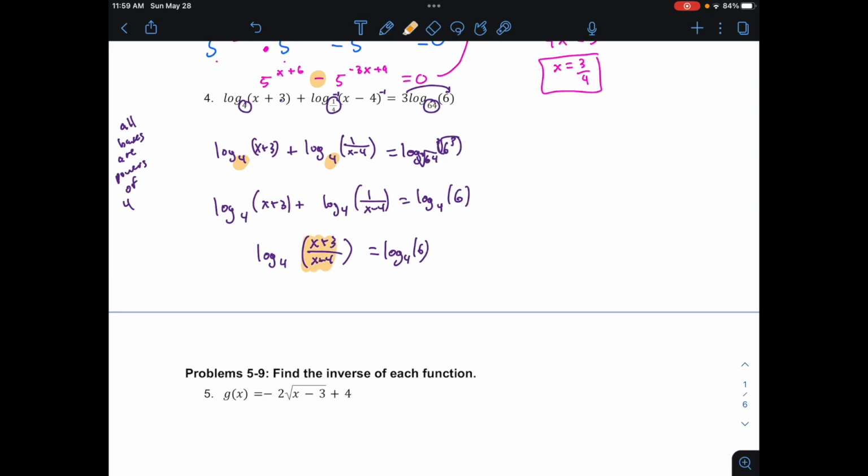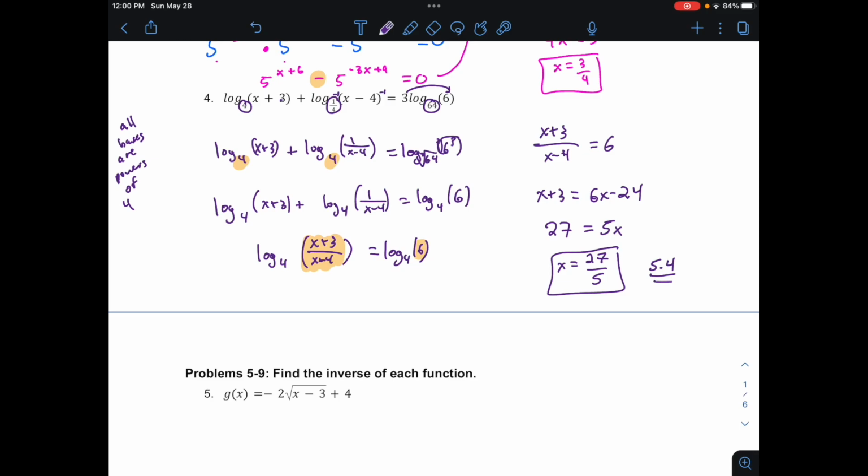Now if log base 4 of all this equals log base 4 of all this, well then the insides must be equivalent, so I could just say x plus 3 over x minus 4 equals 6. Multiply both sides by x minus 4. Subtract x, add 24, I get 27 equals 5x, x equals 27 over 5. Now I want to check against my domain. 27 over 5 would be 25 over 5 and then 2 over 5, so that would be about 5.4 as a decimal. If I substitute that back in for x, I get positive values in the arguments of the logs, so everything is all good. And I would assume that that works.